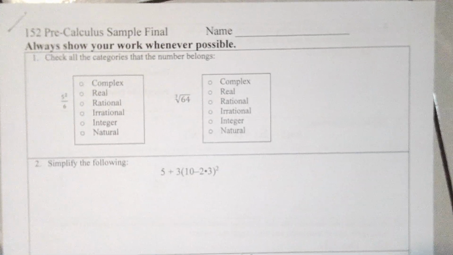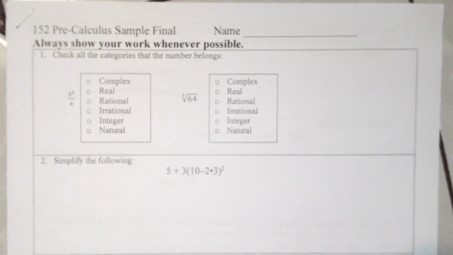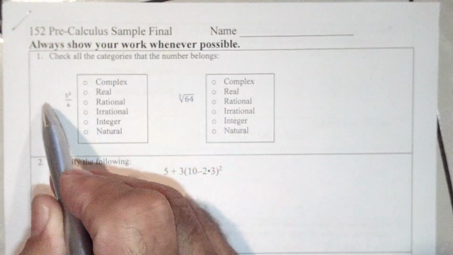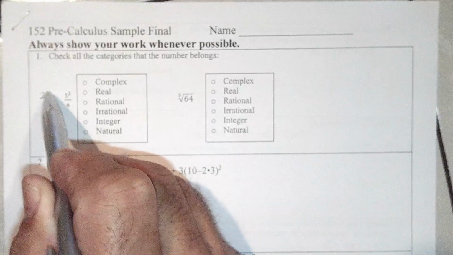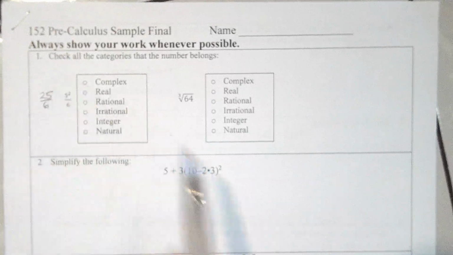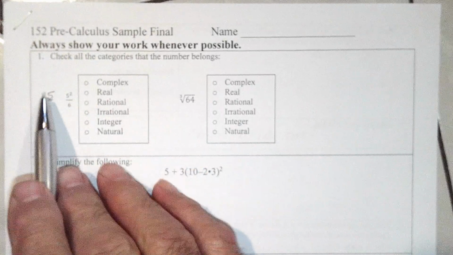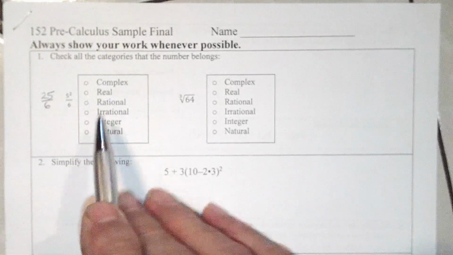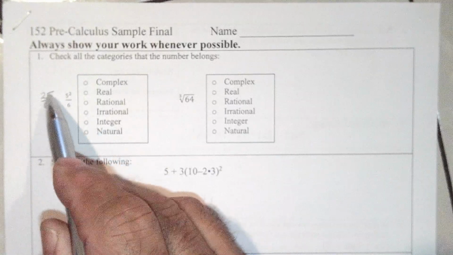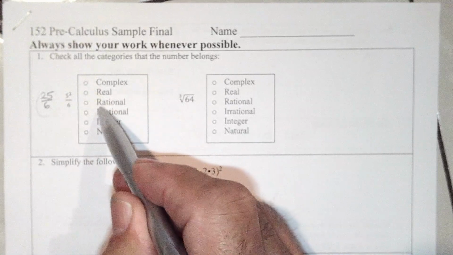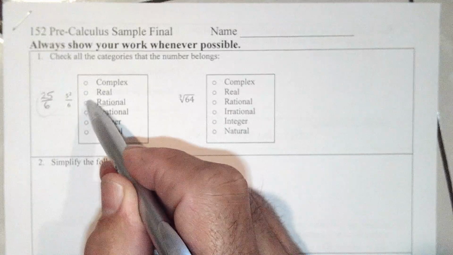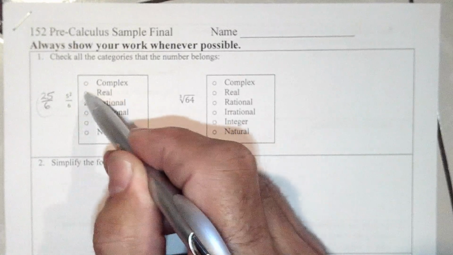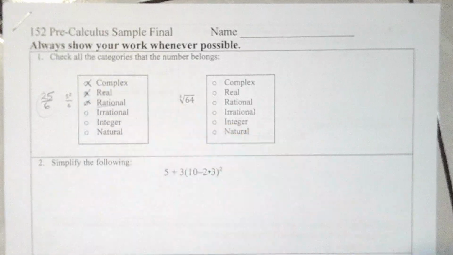Let's go over our sample final for 152. All right, 5 squared is 25 divided by 6. That's 6 is not going to go in evenly, so it won't be an integer. It's not irrational because this is a fraction, which is what a rational is. So it is a rational, and rationals are real and complex.